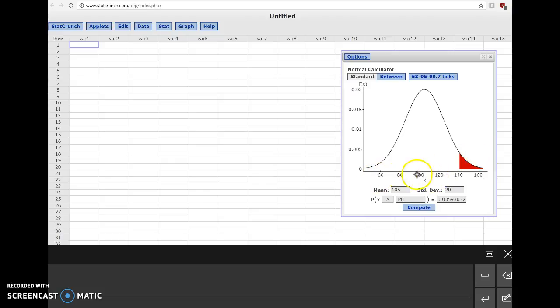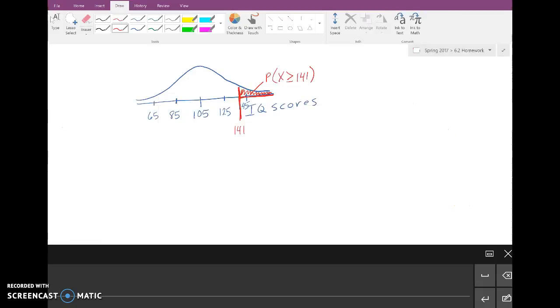Be aware that they don't graph the axes like we do. They don't necessarily identify the mean. Notice it is in the middle, it's 105, so that's the mean, but this 100 and 120, that's just their scale. So it's going to look a little different from ours, but realize that these are not representing necessarily where the first or second standard deviation is. But there's my answer right there. That probability is 0.0359, or 3.6%.